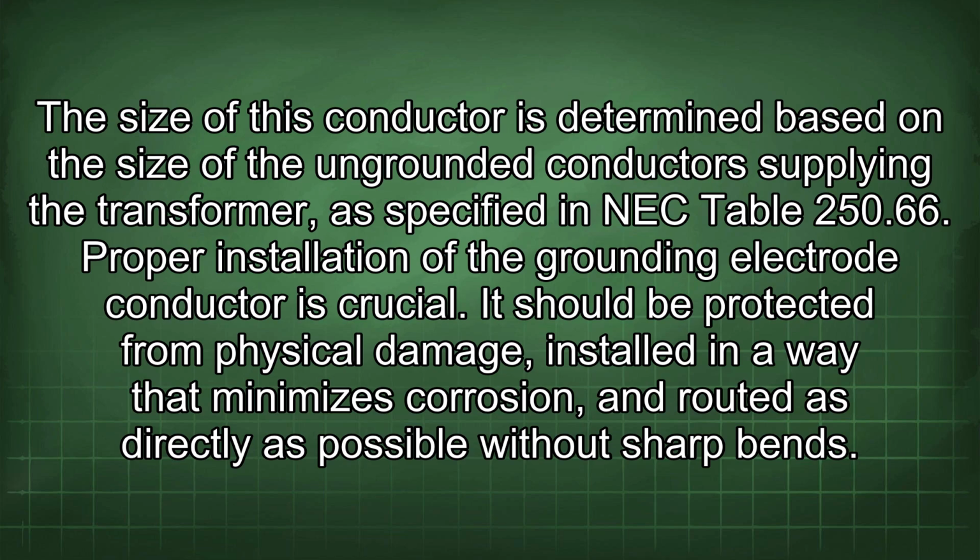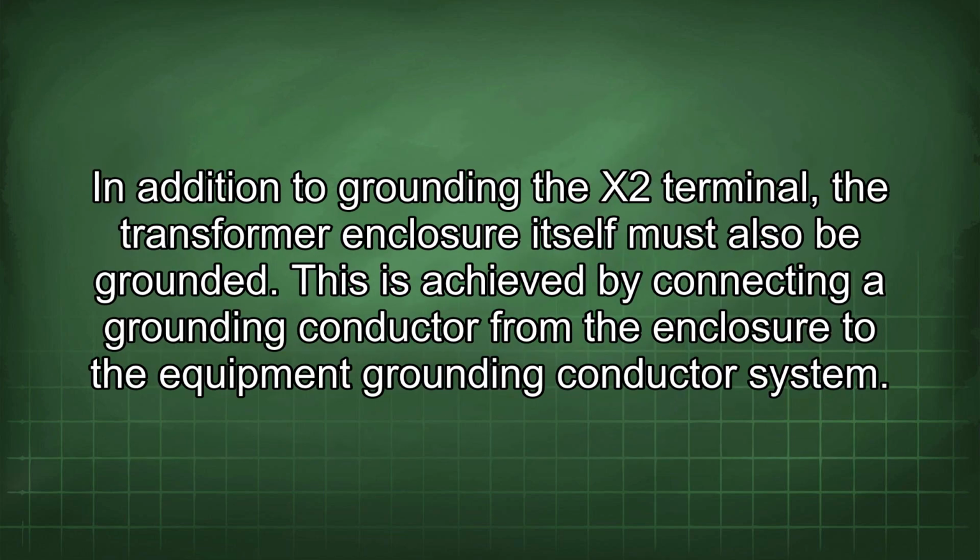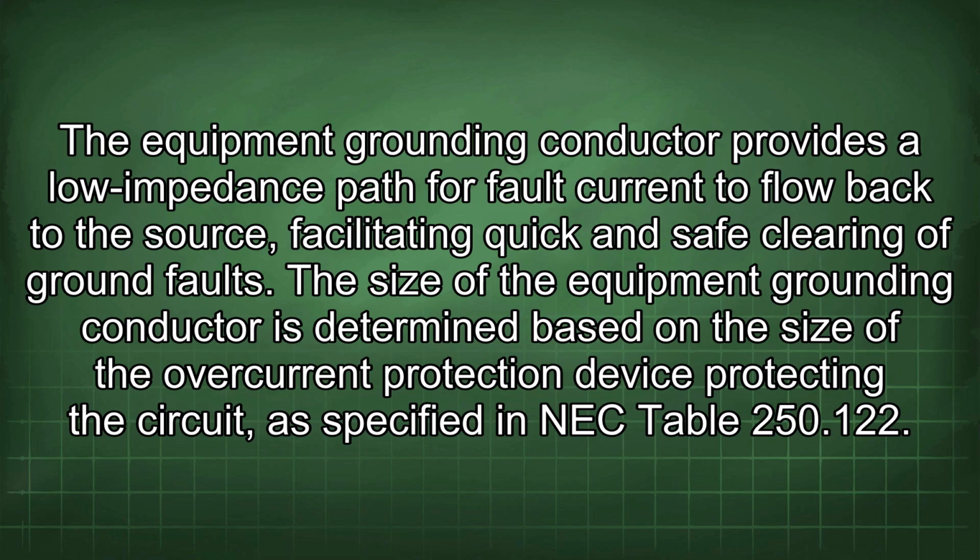Proper installation of the grounding electrode conductor is crucial. It should be protected from physical damage, installed in a way that minimizes corrosion, and routed as directly as possible without sharp bends. In addition to grounding the X2 terminal, the transformer enclosure itself must also be grounded. This is achieved by connecting a grounding conductor from the enclosure to the equipment grounding conductor system. The equipment grounding conductor provides a low impedance path for fault current to flow back to the source, facilitating quick and safe clearing of ground faults.